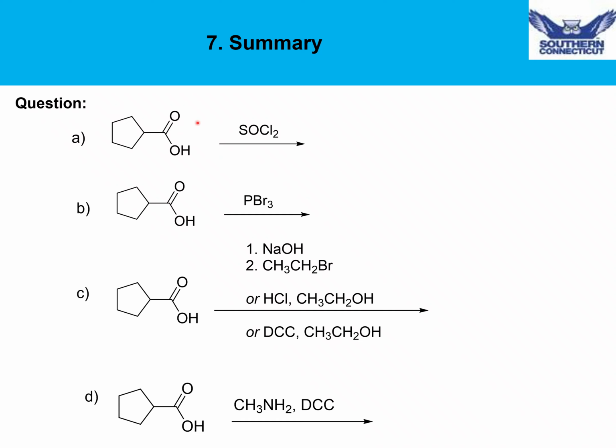Let's review some of the reactions we covered in this chapter. So we're going to start with a carboxylic acid reacting with thionyl chloride. The next reaction involves a carboxylic acid and phosphorus tribromide. The third reaction involves a carboxylic acid and adding base and an alkyl halide, or we could do a similar reaction with HCl and an alcohol, which would be the Fischer esterification.